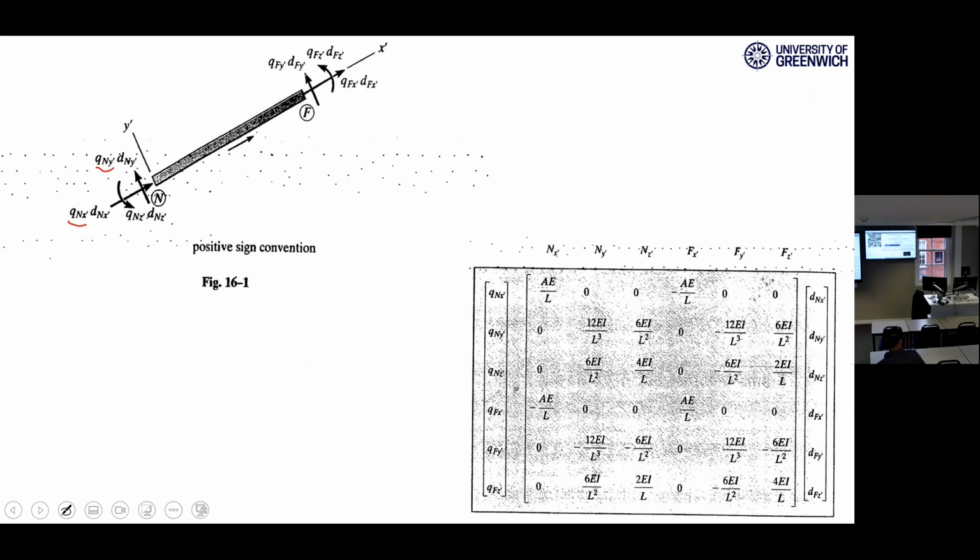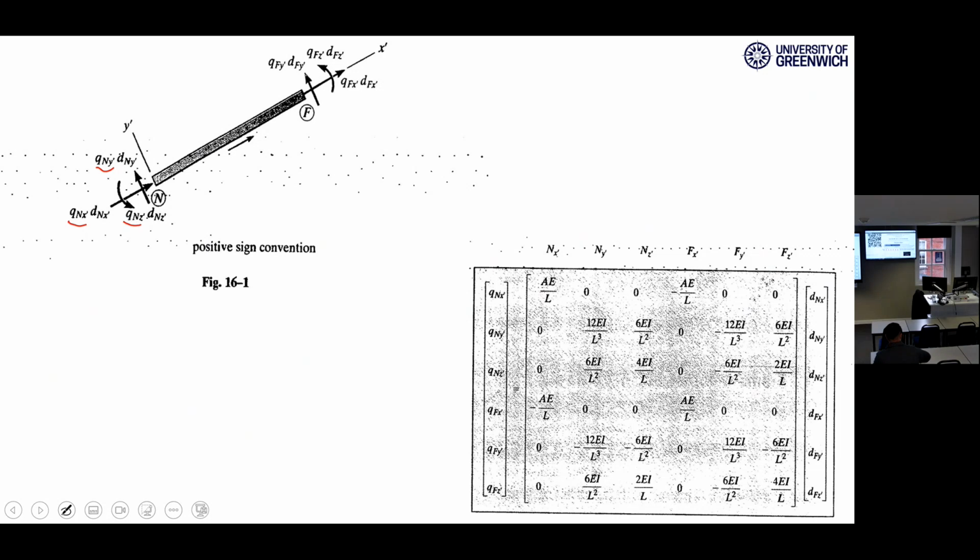Qn y prime, what does it mean? It's force, kind of shear force, isn't it? Qn x prime was a kind of axial force because it is along x prime, right? Qn y prime is a kind of shear force because it's shear. It means force at the near end node along y prime.